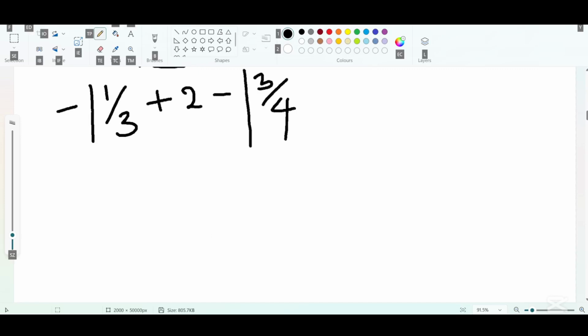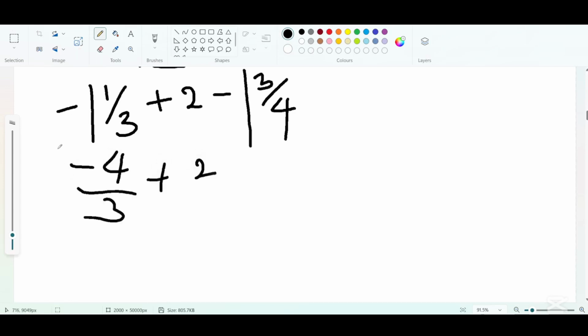Now looking at this example, we see that this involves two mixed fractions and a whole number, that is just a normal number. So this number is like 2 all over 1. We want to put it in the fraction category, so now it's like we have three fractions here. The first thing we need to do is to convert to improper fractions. 3 times 1 is 3, plus 1, that will be 4. So this is going to be minus 4 all over 3, plus 2 all over 1. Then this is 4 times 1, 4, plus 3, so that will be 7 all over 4.